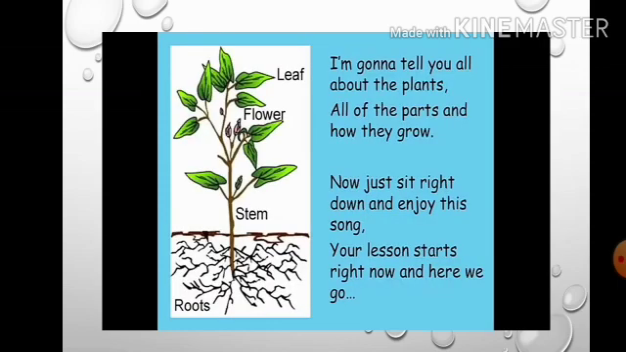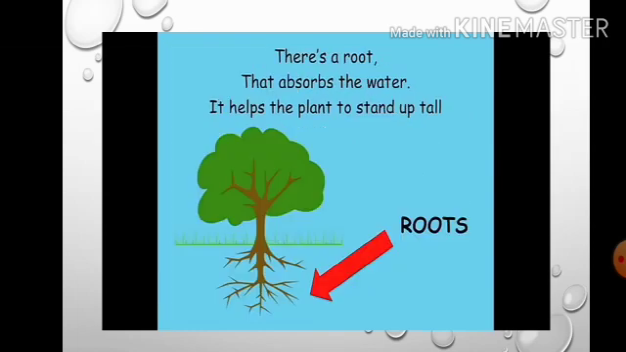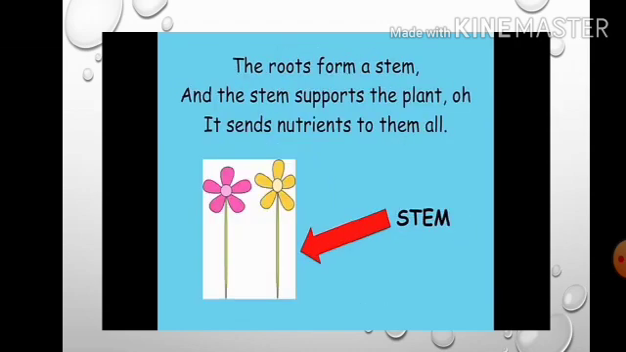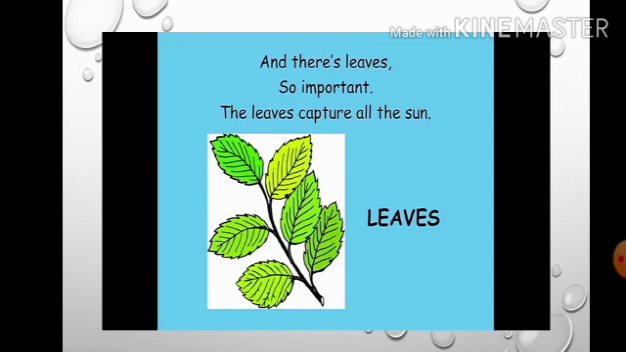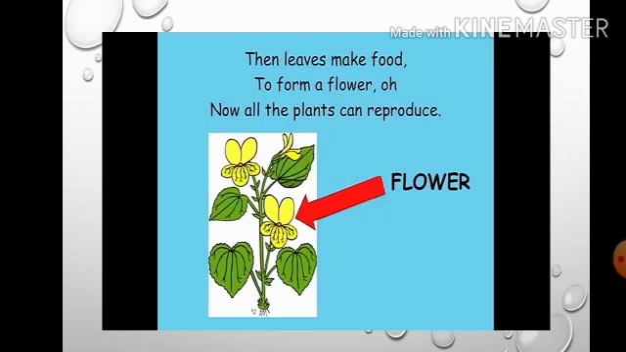I'm gonna tell you all about the plants, all of the parts and how they grow. Now just sit right down and enjoy the song. Your lesson starts right now and here we go. There's a root that absorbs the water. It helps the plant to stand up tall. The roots form a stem and the stem supports the plant. It sends nutrients to them all. And then there's leaves, so important. The leaves capture all the sun. Then leaves make food to form a flower. Now all the plants can reproduce.